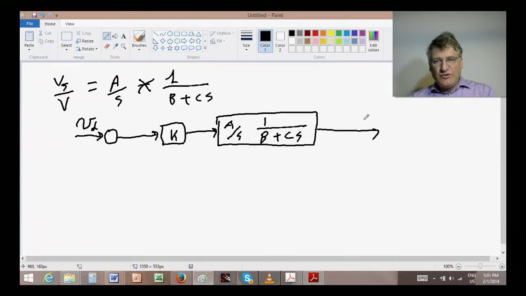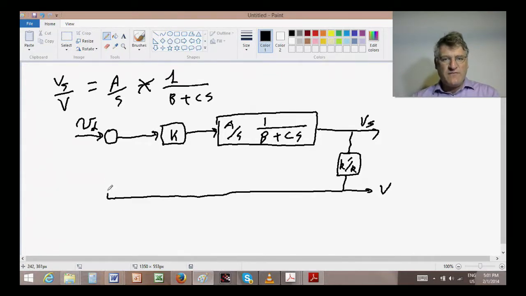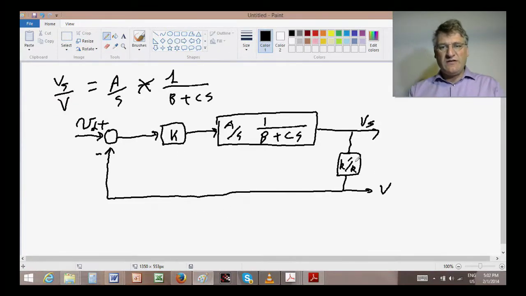We obtain at the output Vs, and we also have as an output through our little sensor K prime over K. We actually also have a measure of V. Then we have the feedback loop followed by a minus here and a plus there. All this is electronics, that is mechanics.